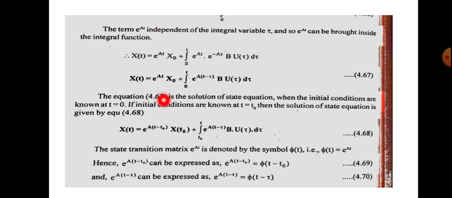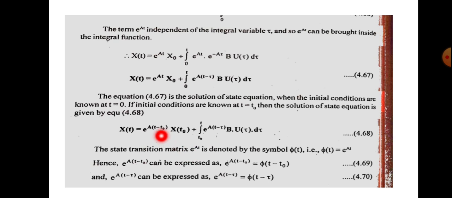So this equation is a solution of the state equation when the initial conditions are known at t equal to 0. Suppose the initial conditions are known at t equal to t0, then the solution of the state equation becomes x of t equal to e raised to a into (t minus t0) into x of t0 plus integral t0 to t of e raised to a into (t minus tau) into b of u of tau into d tau.